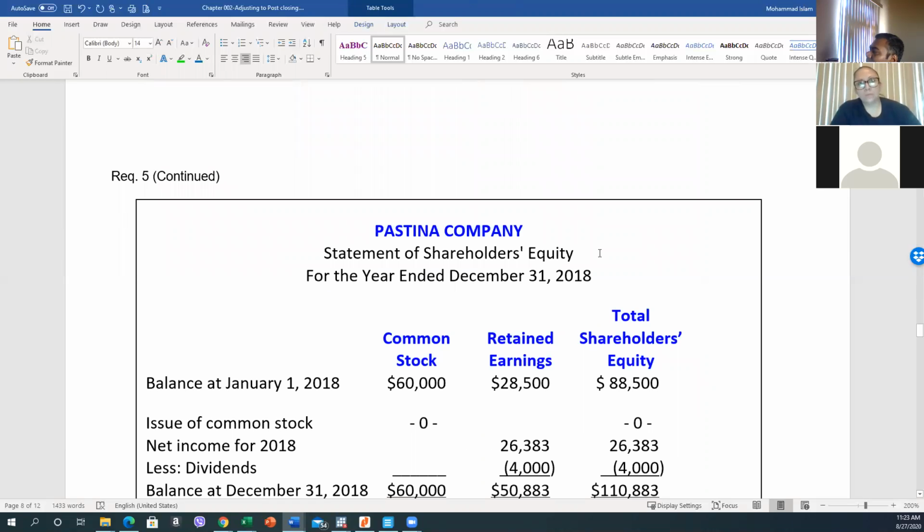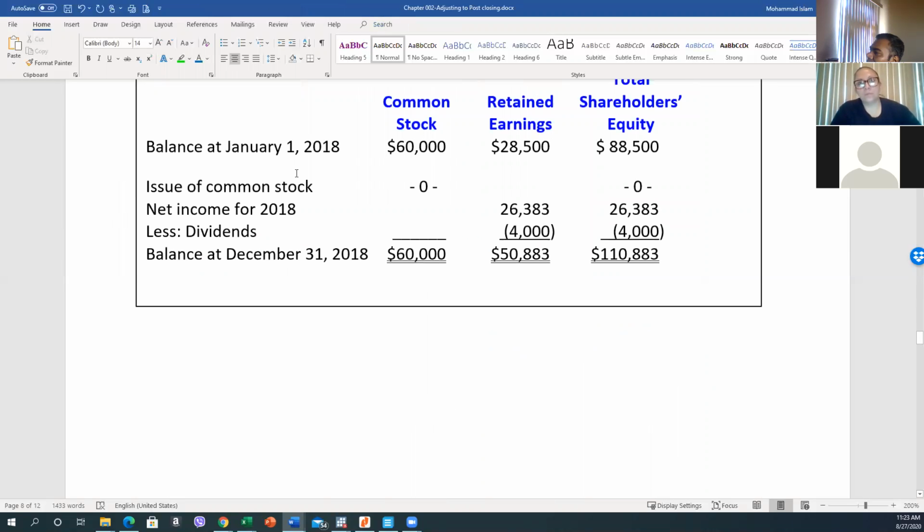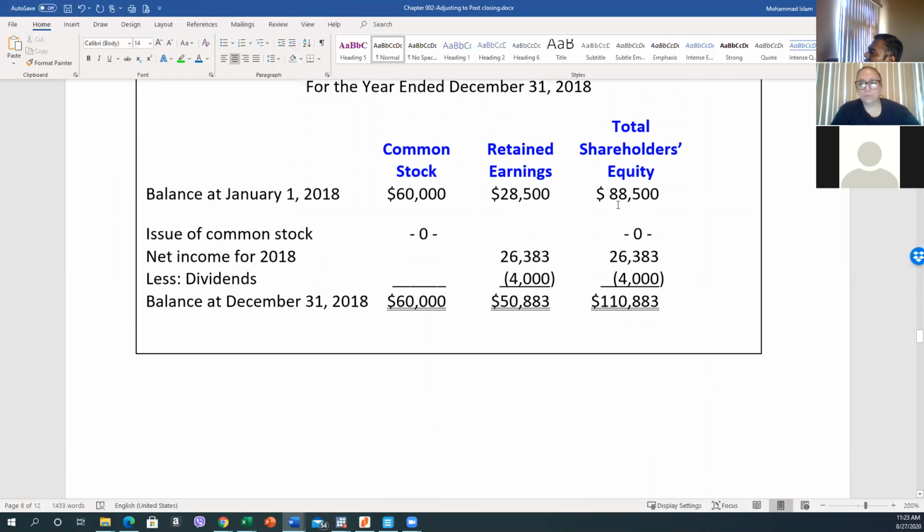In the statement of shareholders' equity, we started with the balance, the common stock, retained earnings, and total shareholders' equity. There is nothing new, no issue of common stock, so that is why it is 0. And net income, we have this amount, so the balance at the end of December is this balance.